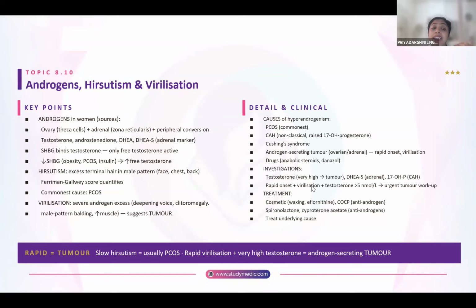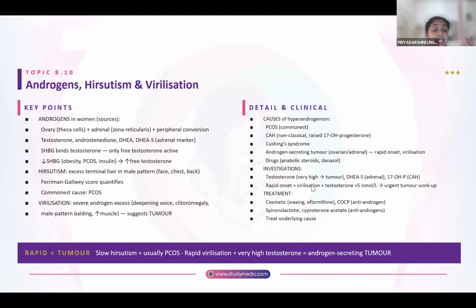Apart from that, there can be other disorders also like Cushing syndrome or androgen secreting tumors. So whenever you have a tumor that secretes androgen, say an ovarian theca tumor or a tumor in the adrenal gland, this is going to have a rapid onset and virilization is going to be very, very commonly seen here. Next will be the use of drugs. The use of anabolic steroids, the use of danazol again causes androgens. So how can this be presented in your exam?